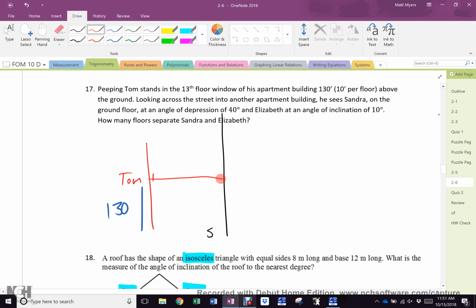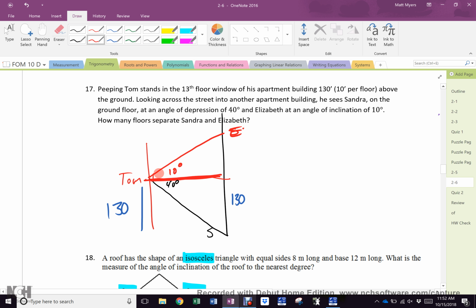Tom looks across here, then he looks down, creating an angle of declination or depression, 40 degrees. If this side is 130, how long is this side that is straight across from Tom? 130. There's your first triangle. You don't actually need to do anything here because you know this distance. But in order to work out how far Sandra is away, you need this distance.